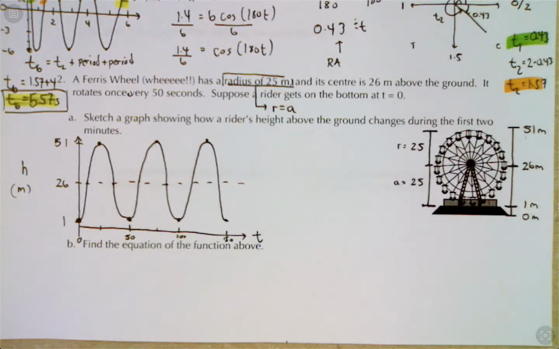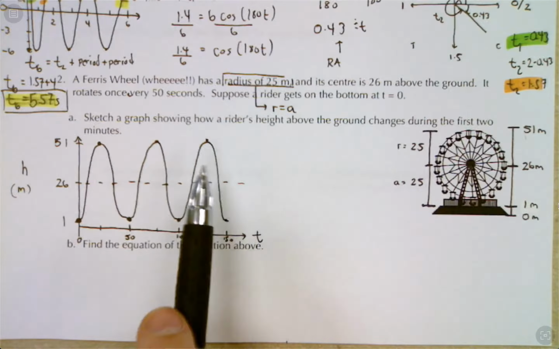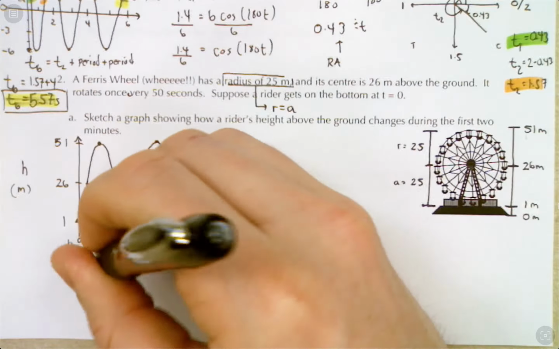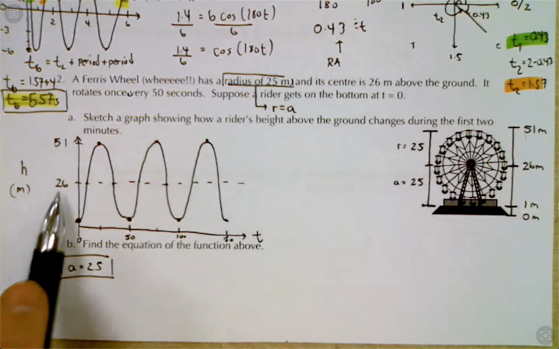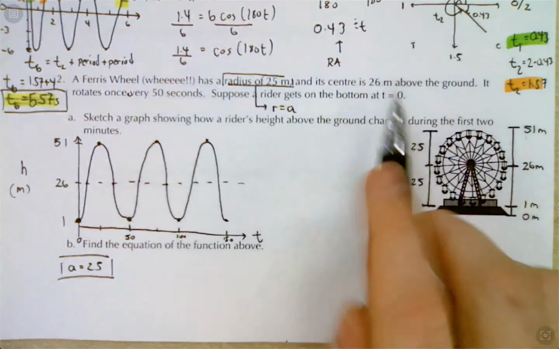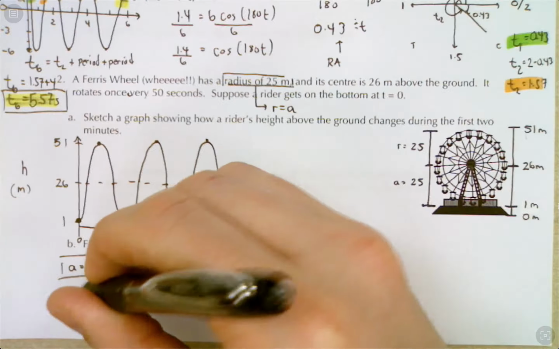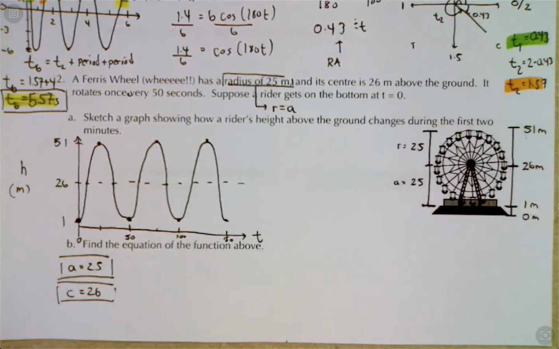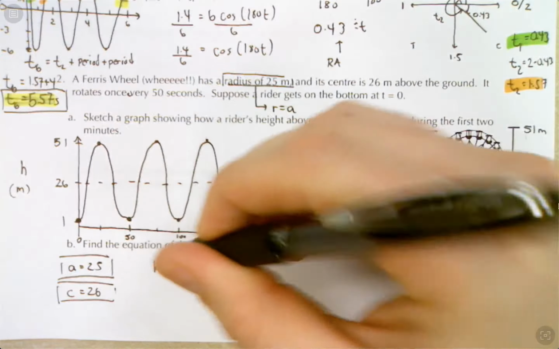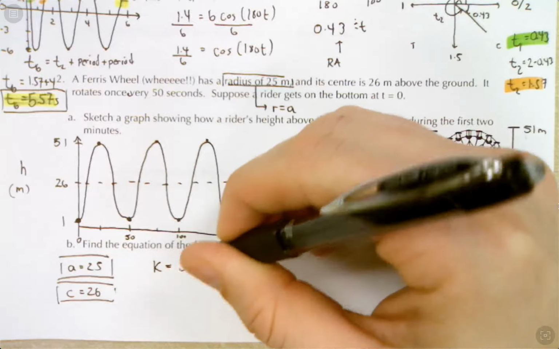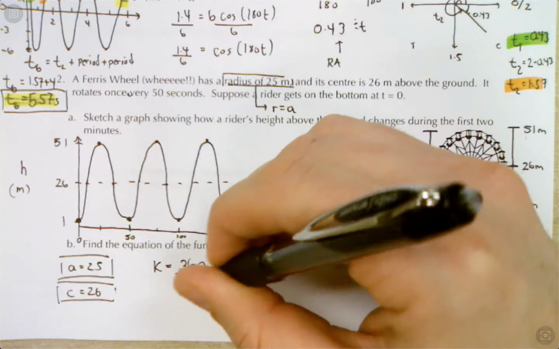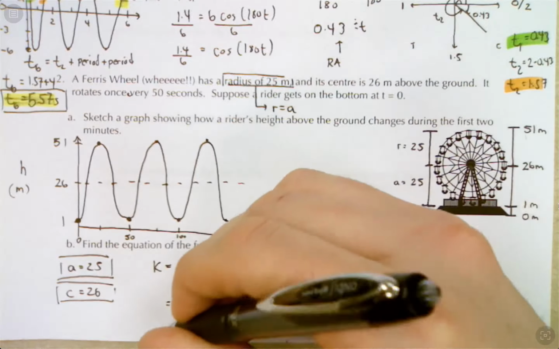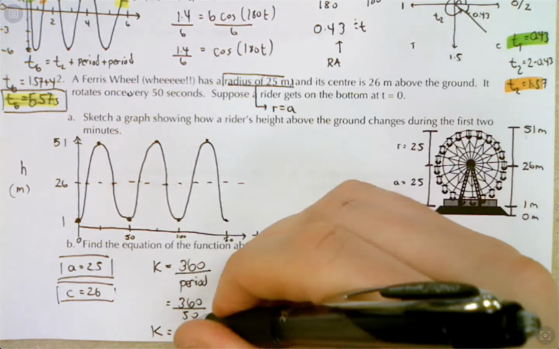Let's find the equation of this function. Well, some important information was given. We were given the amplitude, or the radius, of 25. The axis we can see right on the graph is 26, where it's at the center. K we can calculate. It's 360 divided by the period. Period's 50. Which means we have 7.2.